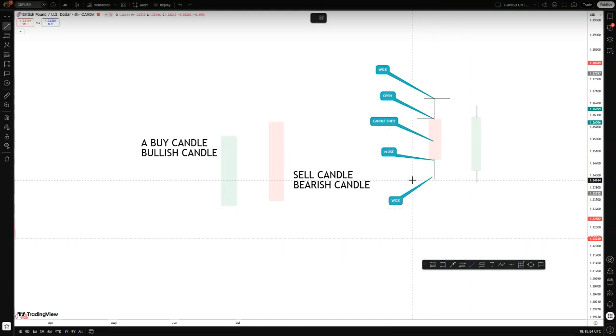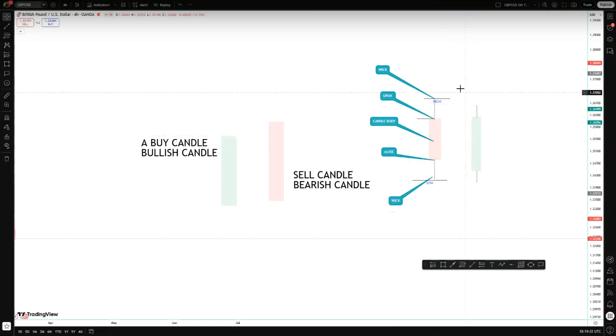And this leads me to tell you that in every market and in every candle, we have highs and lows. So obviously for a bearish candle, this will be the high, and then this will be the low.